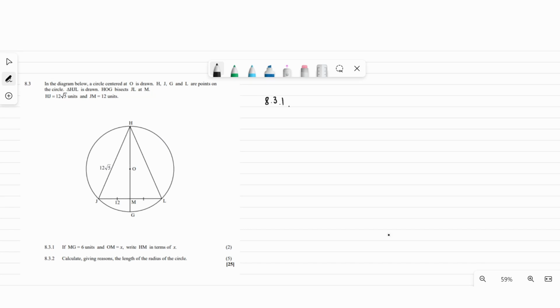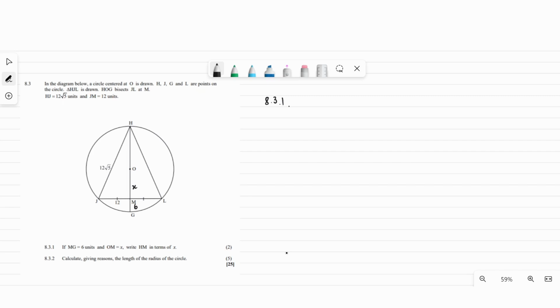8.3.1 says if MG, which is this portion, is equal to 6 units, and OM, which is from here to here, is equal to x, write down HM, from here to here, in terms of x. So let's do that.